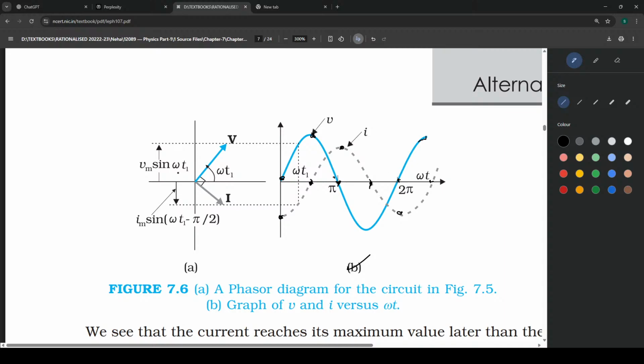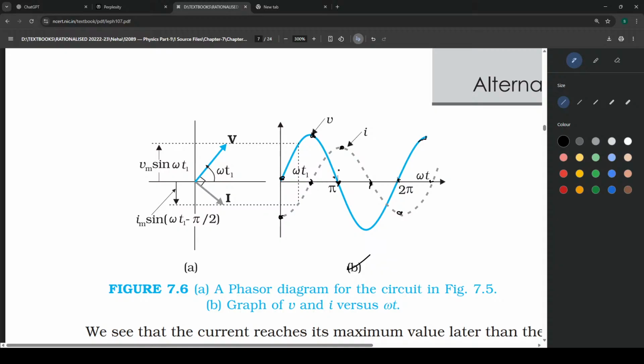Okay, this means when they are in phase, like in a pure resistive circuit, the variation is the same. When potential is attaining a peak, current is also attaining a peak. When potential is zero, current is also reaching zero. But here, when they are not in phase, that is clearly not the case. They are not having the same kind of variation at the same instant of time. That is not happening here.